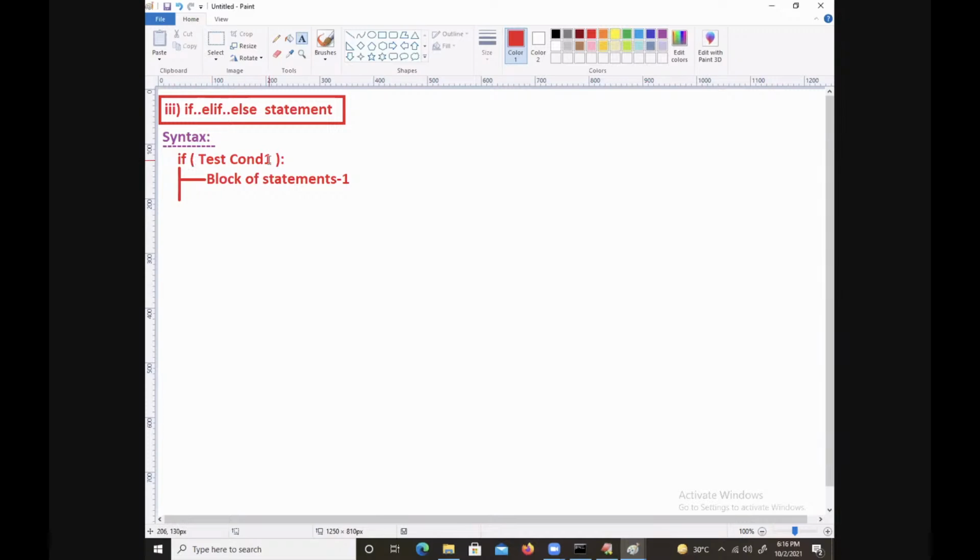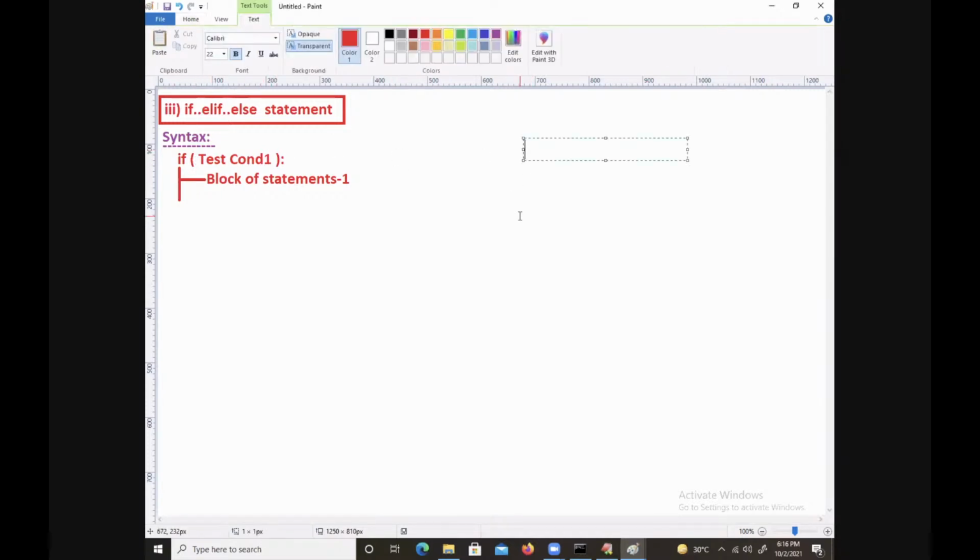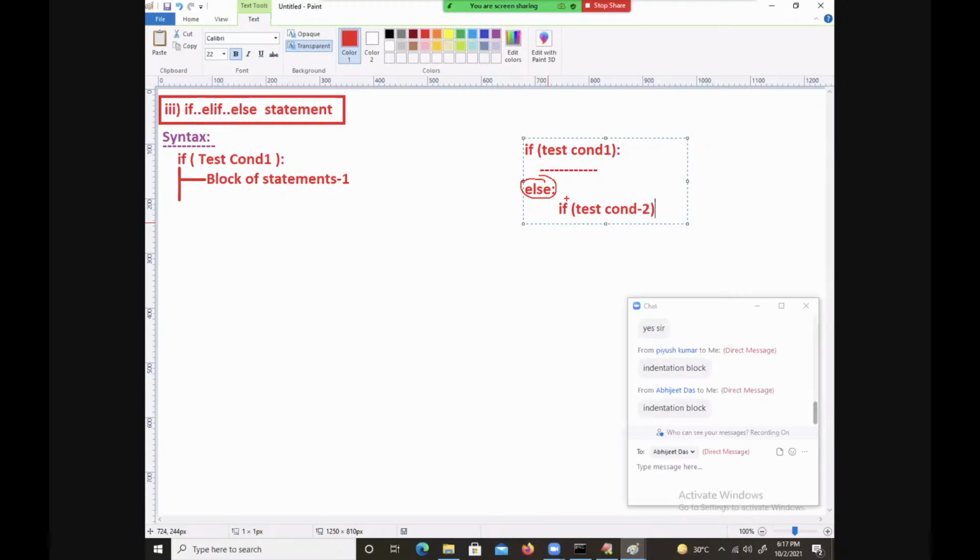If condition 1 is false, how did we write it earlier? Test condition 1, then the block of statements. If condition 1 is false, what did we write? Else. In the else part, we again wrote an if statement with test condition 2. So here I wrote else, and the if statement also I wrote.